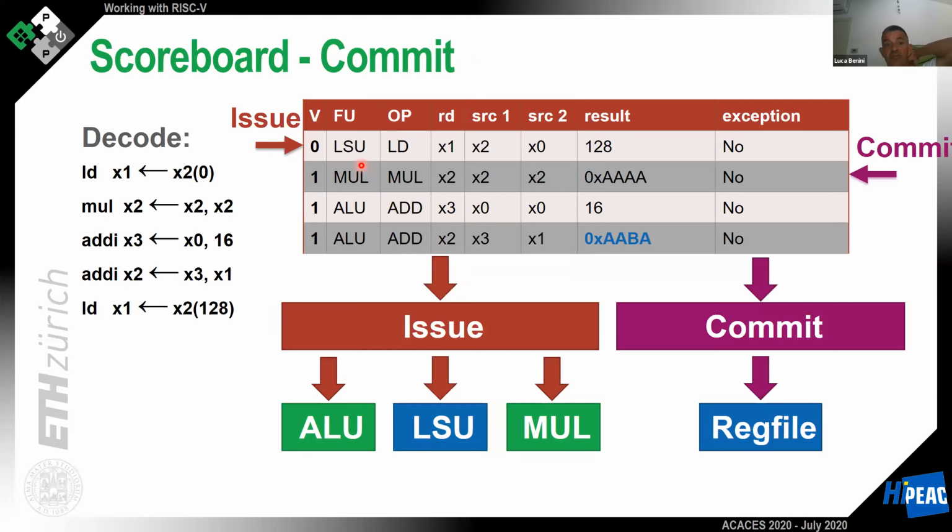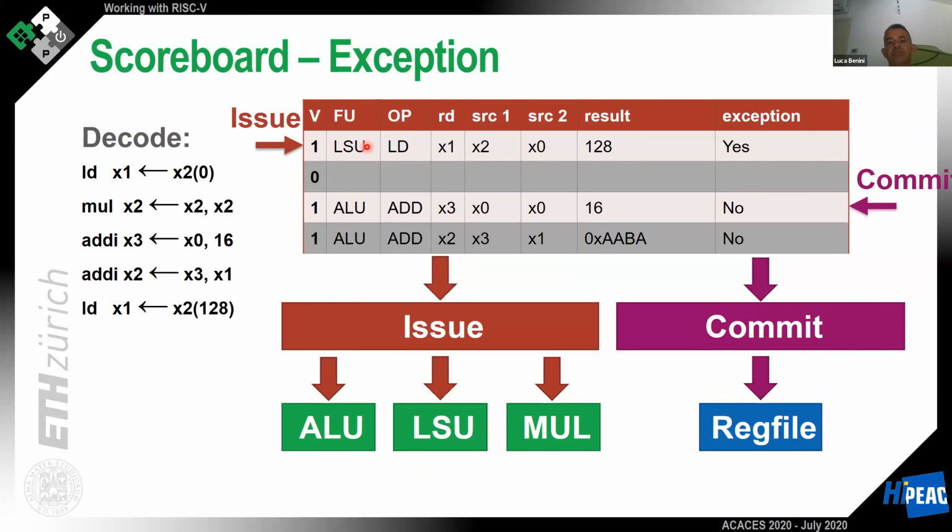So then you have your results being produced, and of course the results are stored into the result field. Why? Because we still have one long latency instruction, the load store unit, that is not yet ready to commit. When this instruction becomes ready to commit, we will commit. Unfortunately, this instruction causes an exception.